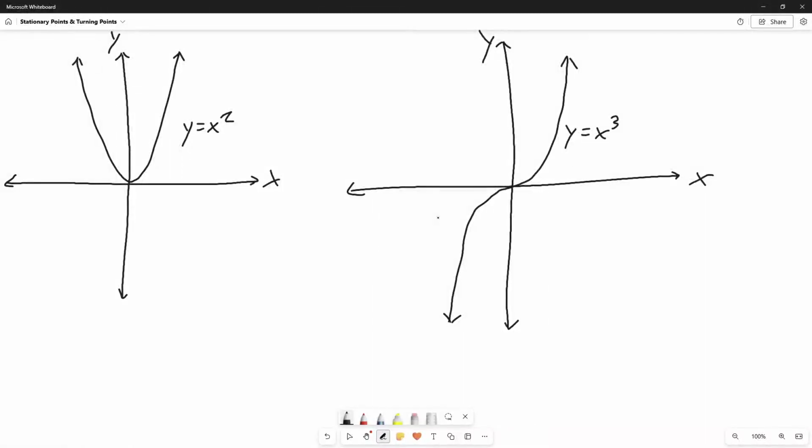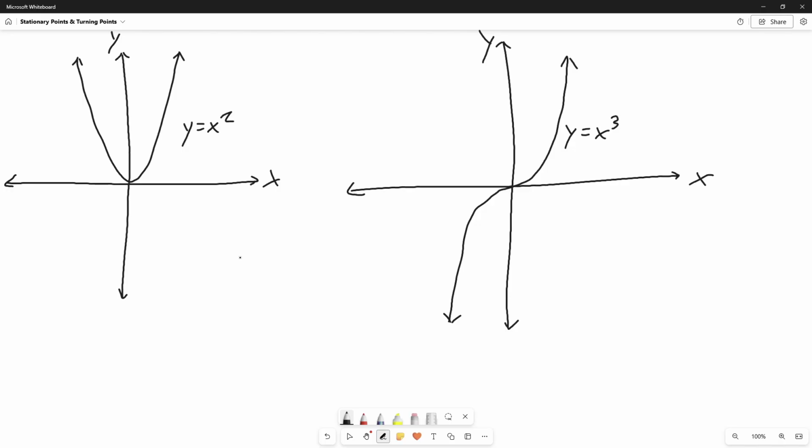So you should be pretty familiar with derivatives at this point, how to calculate them and what they mean. And this video is going to teach stationary points and turning points, which are related to derivatives. You can use derivatives to calculate or find them. And first, let's talk about stationary points.